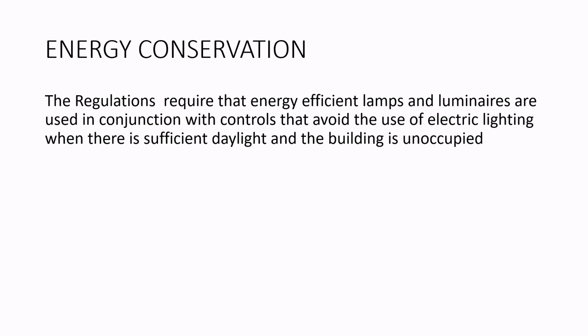According to the regulations, energy efficient lamps are required to be used in lighting systems to make sure there's energy conservation, and designers should have controls to use daylight in conjunction with the electric lighting. So you can dim the lighting when you have sufficient daylight coming into the building.